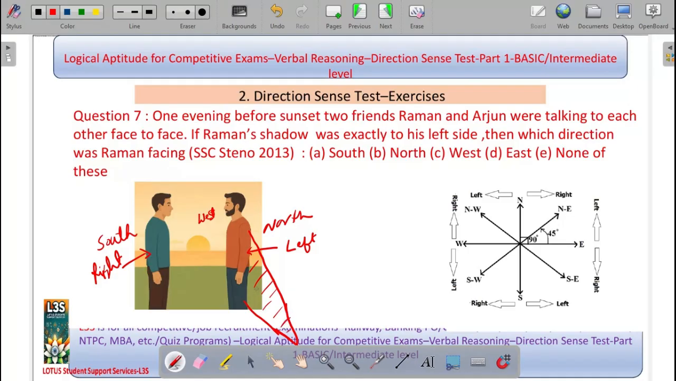Towards his left side. So this is Raman and this is Arjun. Raman is on the north side and he is facing south, and Arjun is on the south side and he is facing north. So the question is, which direction was Raman facing? It will be that Raman is facing the south side. So this will be the answer.